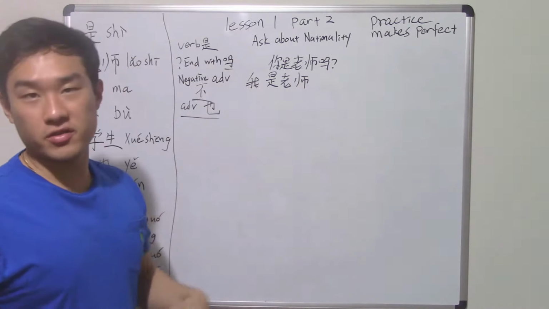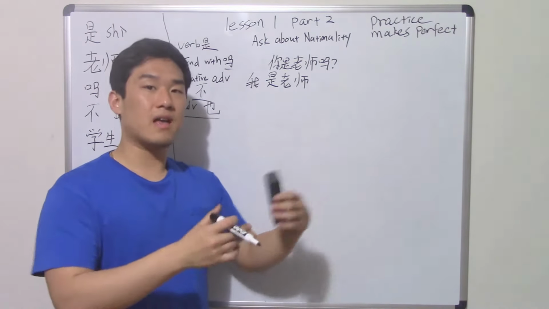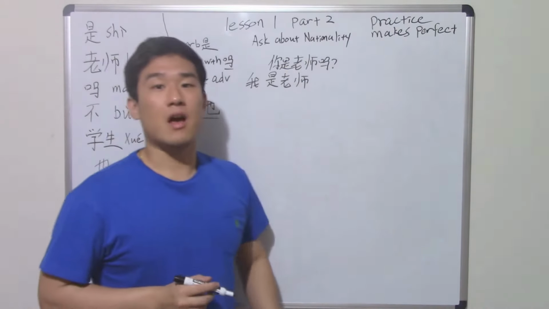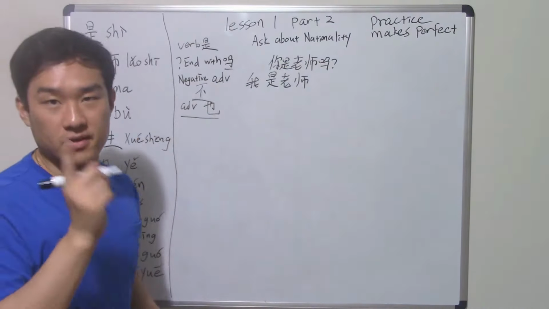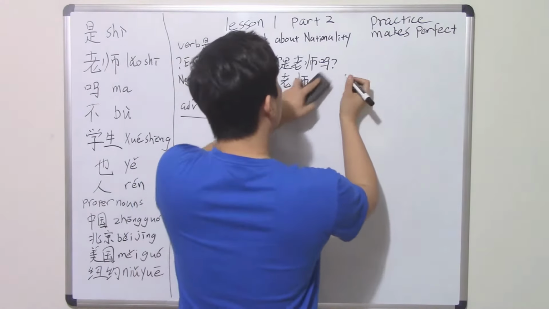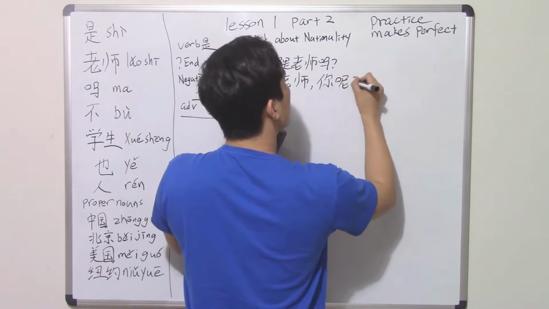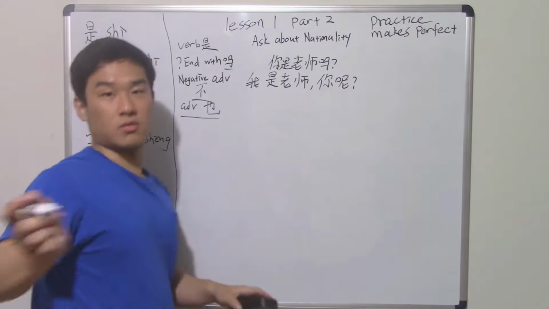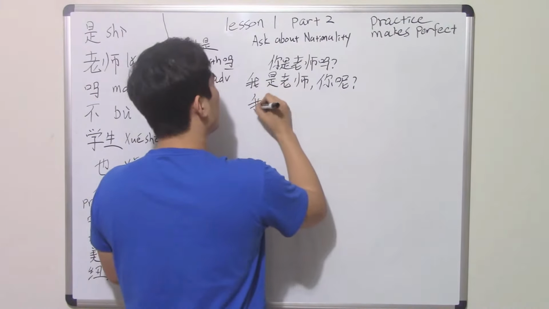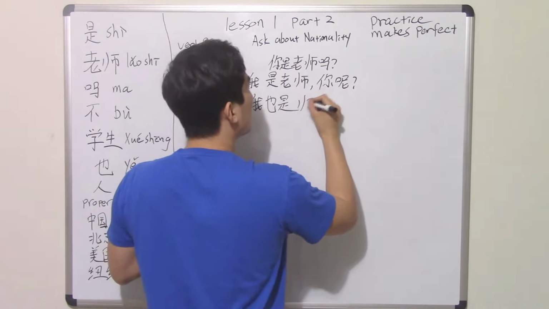Or let's make this more interesting. For example, if you ask me, are you a teacher? I say yes, I'm a teacher. And then I also ask you, and that involves the grammar we talked about in the previous lesson, which is 呢. That would be 你呢. So how about you? And you say 我也是老师.